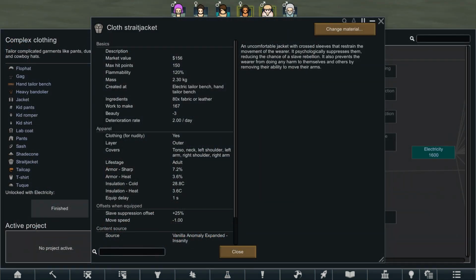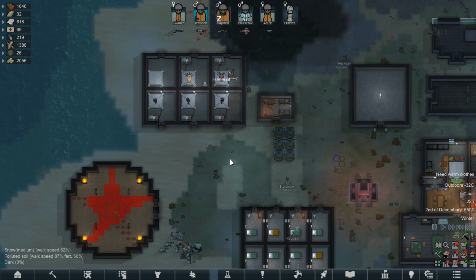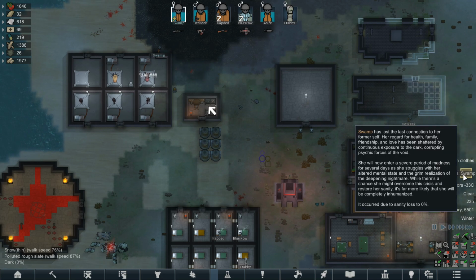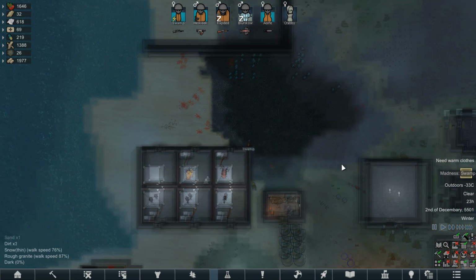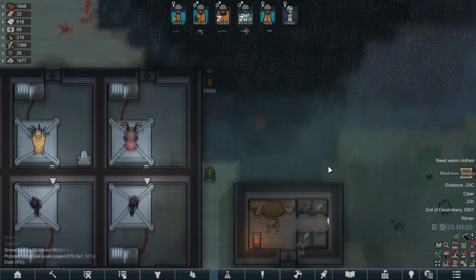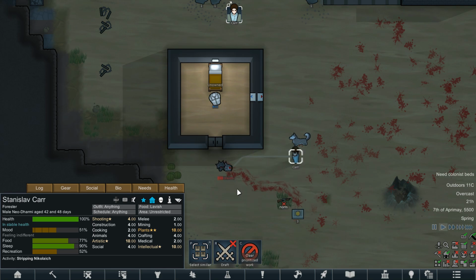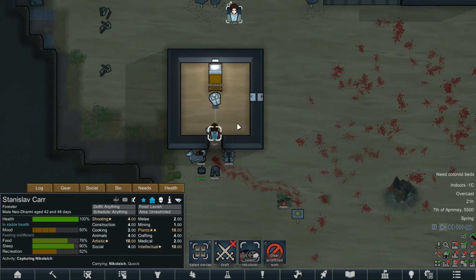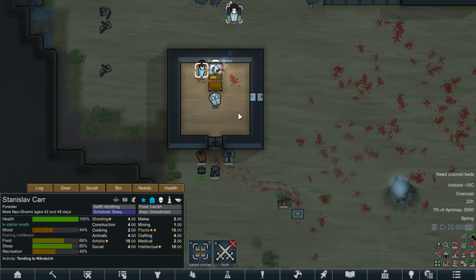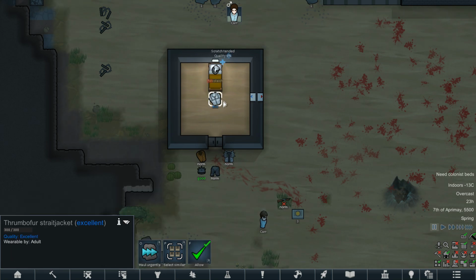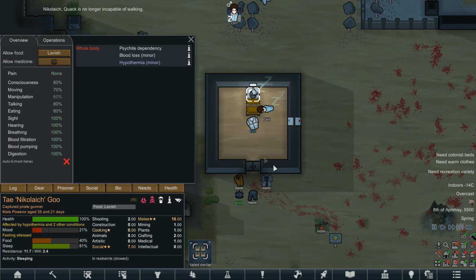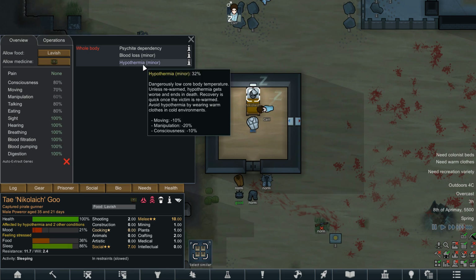The straitjacket is far more severe. This is worn on the outer layer, covering the torso, neck, arms and shoulders. It can be made from leather, wool or cloth, needing 80 units to craft. Whilst it can obviously provide somewhat reasonable armour and temperature protection, again this is mainly here for the offsets. It increases slave suppression by 25%, lowers move speed by 1 and completely removes the manipulation stat on the wearer, as well as stripping them of the ability to wield weapons.